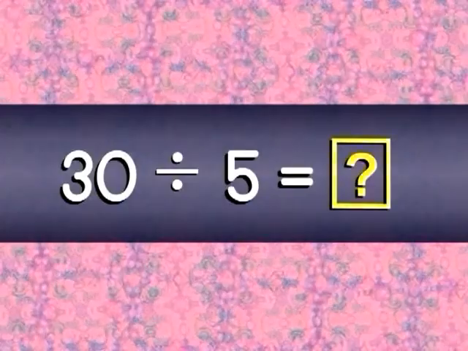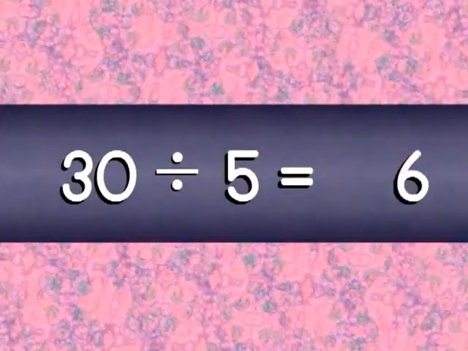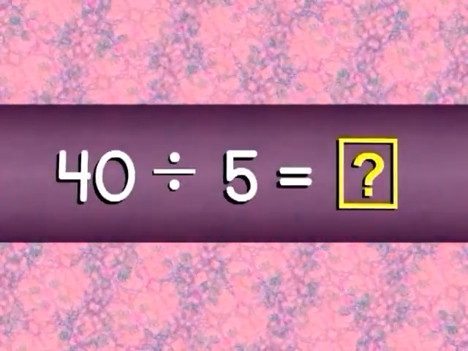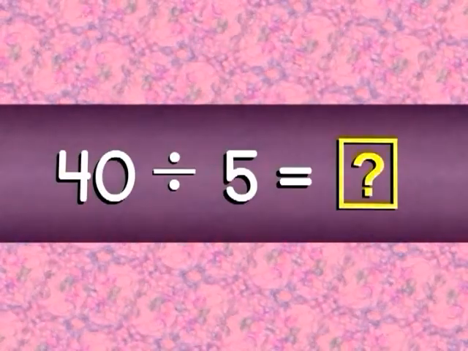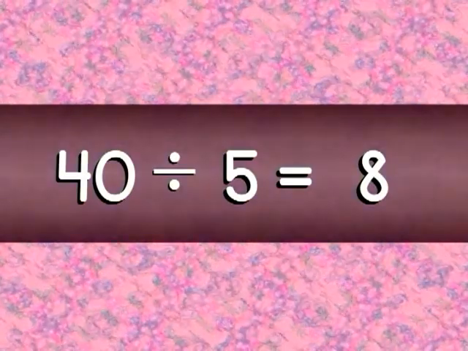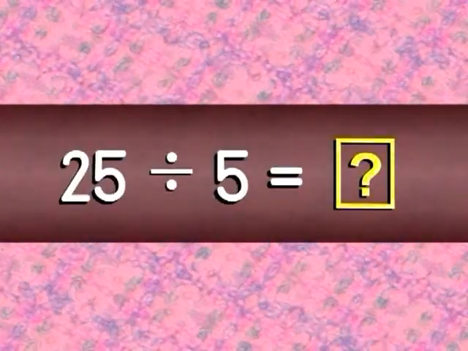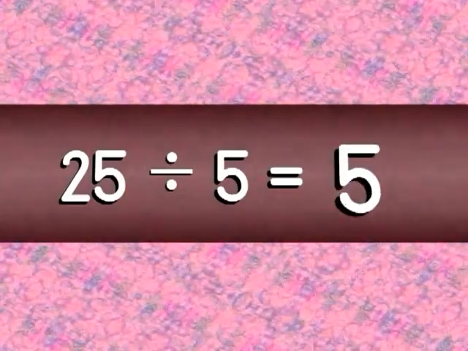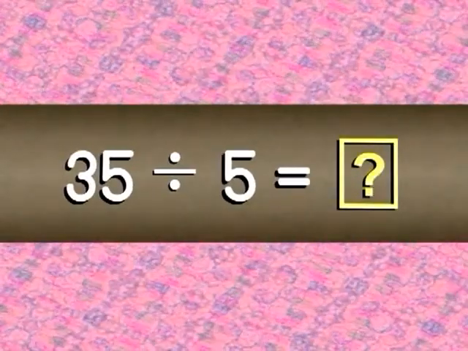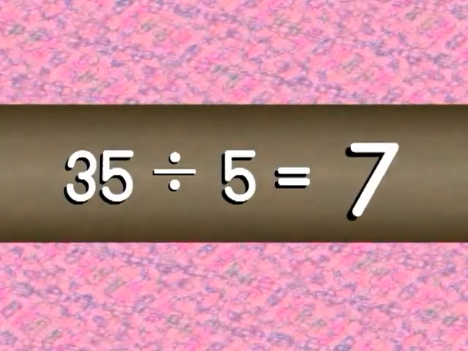30 divided by 5 is 6. 40 divided by 5 is 8. 25 divided by 5 is 5. 35 divided by 5 is 7.